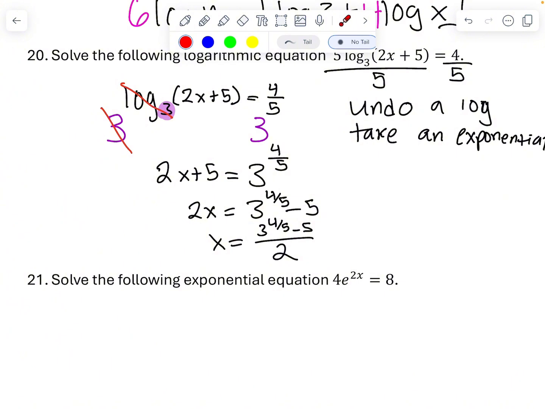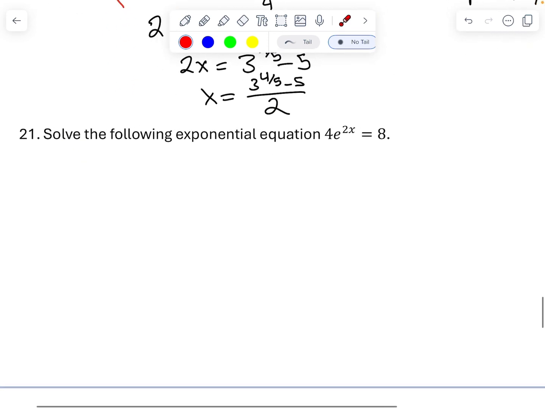The main thing with logarithms: get that log by itself, then take that big base to get rid of this logarithm. I don't want it there when I'm solving logarithms. Don't want to deal with it. Okay, so then let's talk about number 21. As I said a minute ago, I want to get that base by itself.